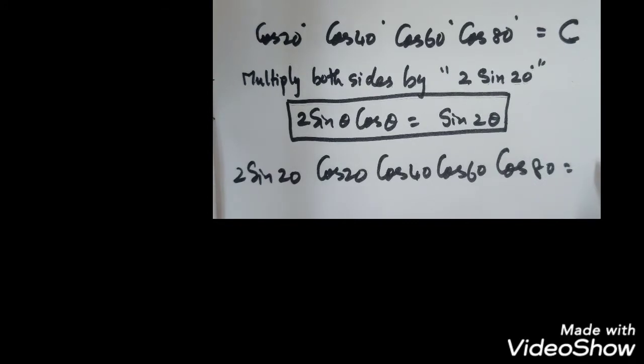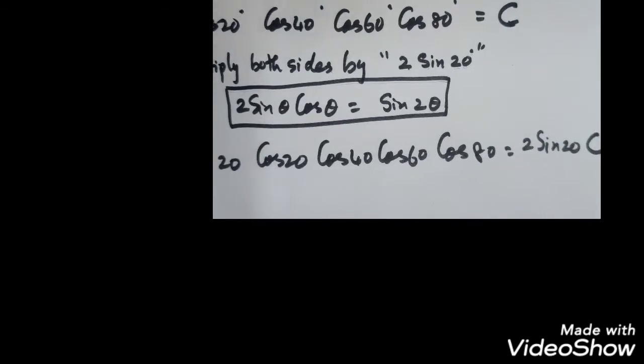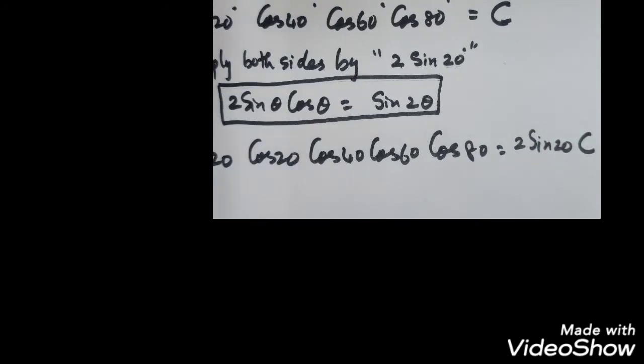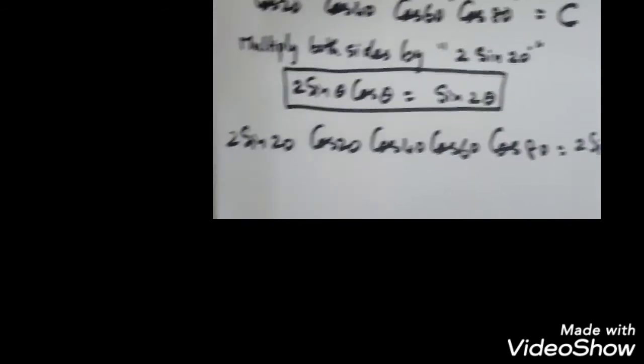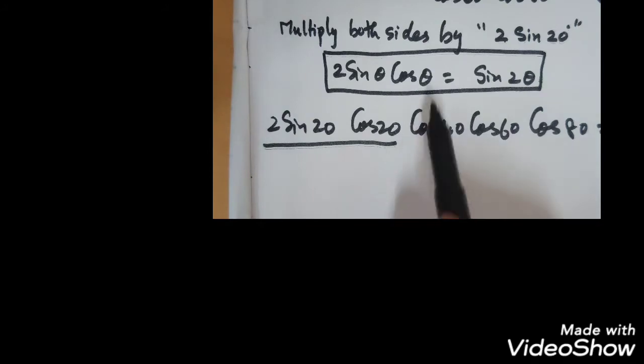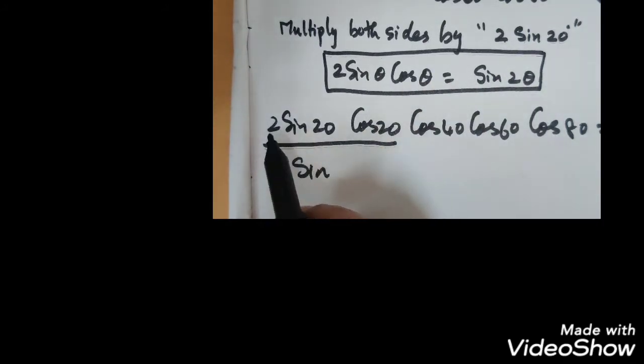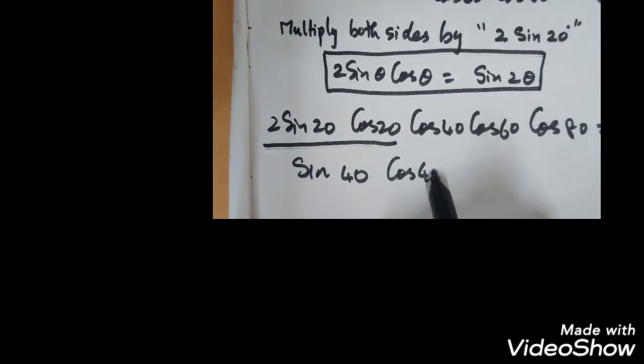So I'm going to multiply that again also with 2 sine 20 and multiplied by c. So this is the equation that we have right now. Now what happens to the left hand side? Now if you see 2 sine 20 cos 20, using this formula, it is nothing but sine of 2 into 20, which is 40. And write the remaining as it is.